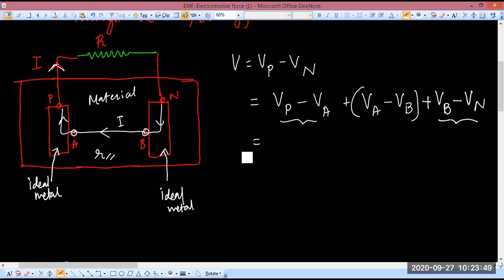Do you agree that because current is flowing from B to A, I repeat, because current is flowing from B to A, that's why Vb minus Va should be equal to I into small r? Yes or no? Yes or no, everyone? Is that clear?